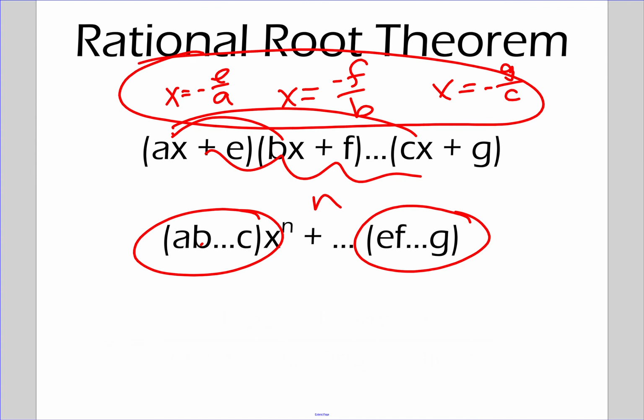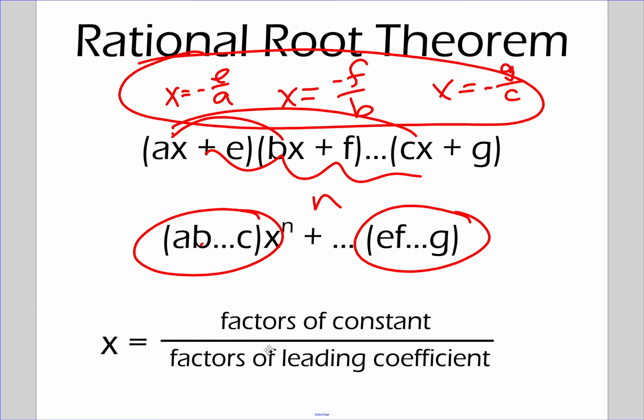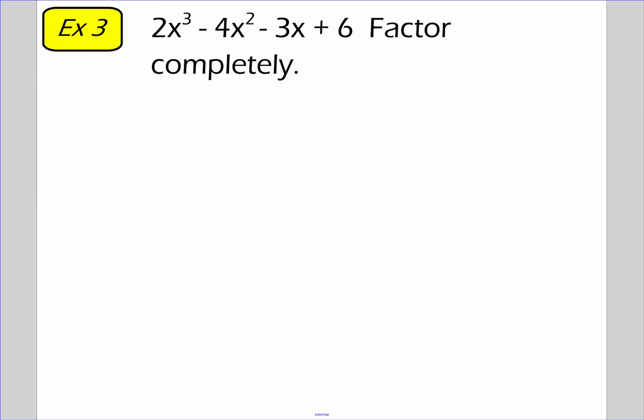When we take a look, the a, the b, and the c come from factors of the leading coefficient. The e, the f, and the g come from factors of the constant term. So the rational root theorem tells us that if we have rational roots, they're going to be of the form where the numerator is a factor of the constant term and the denominator is a factor of the leading coefficient. So let's see what that looks like.